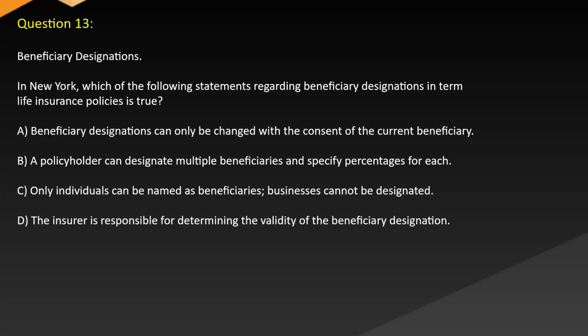Beneficiary designations. In New York, which of the following statements regarding beneficiary designations in term life insurance policies is true? A. Beneficiary designations can only be changed with the consent of the current beneficiary. B. A policyholder can designate multiple beneficiaries and specify percentages for each. C. Only individuals can be named as beneficiaries, businesses cannot be designated. D. The insurer is responsible for determining the validity of the beneficiary designation.